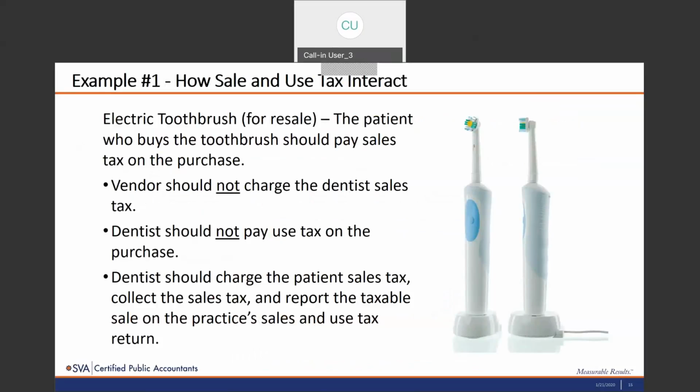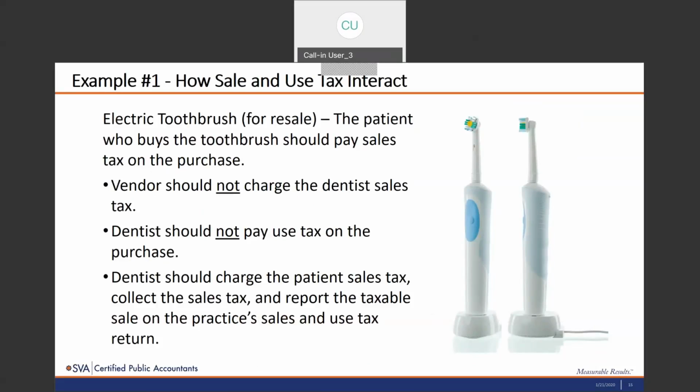Our first one we've talked about a little bit here is the electric toothbrush for resale. So the patient comes to the office and is going to buy the toothbrush from the office. When you sell them that product, you should be charging them sales tax on that. That vendor, whoever it is, should not charge sales tax to the dentist. The dentist should not pay use tax on that.